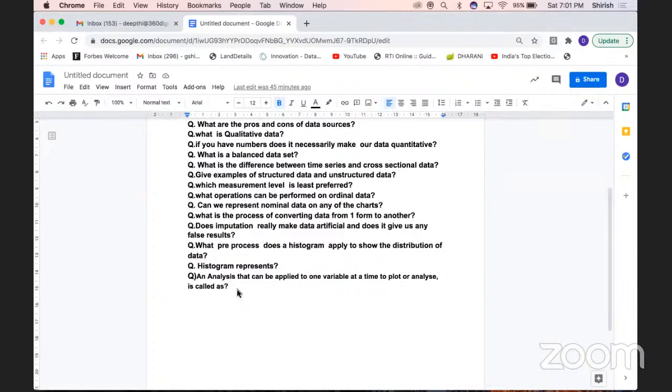An analysis that can be applied to one variable at a time, to plot or analyze, is called as what kind of analysis? When I say one variable at a time, for plotting purpose or for analyzing purpose, it is called as what type of analysis?